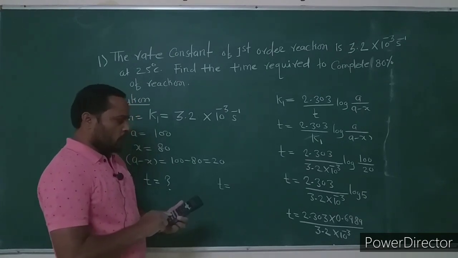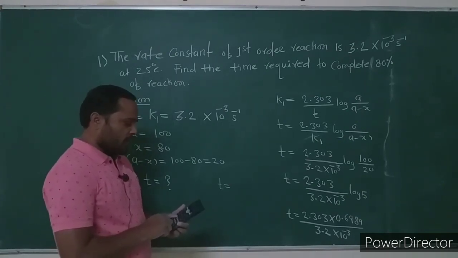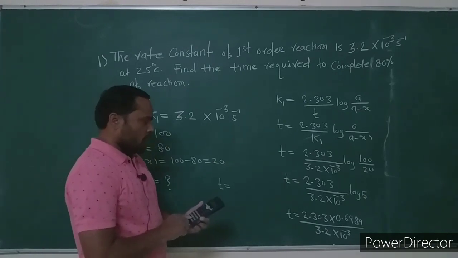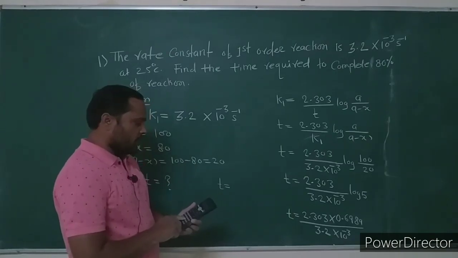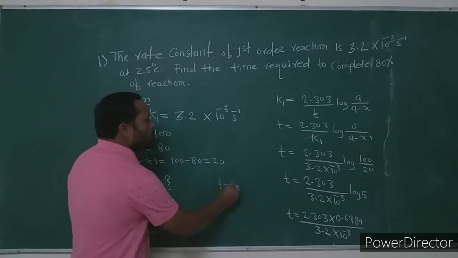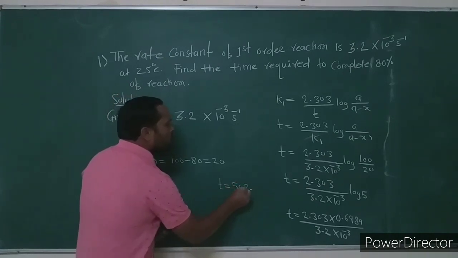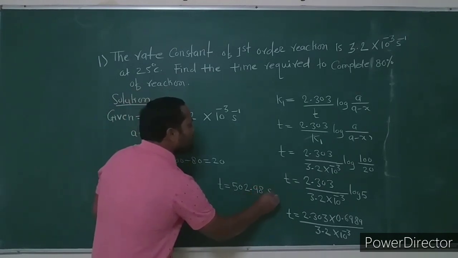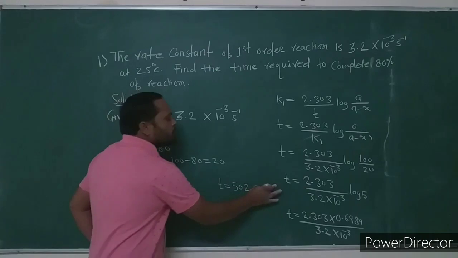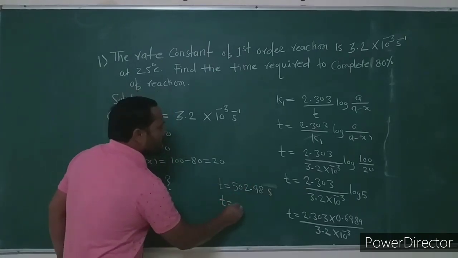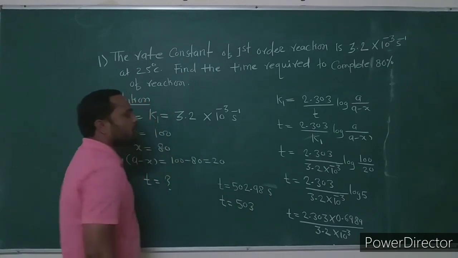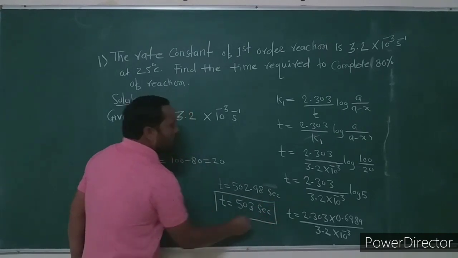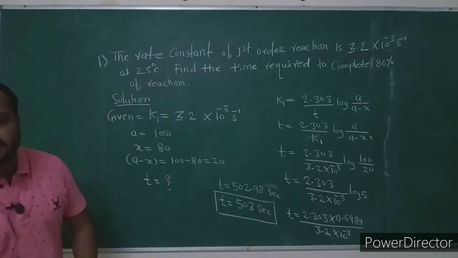2.303 into 0.6989 divided by 3.2 into 10 raised to minus 3 is equal to 502.98 seconds, which is about 503 seconds. This is the time required for completion of 80% reaction.